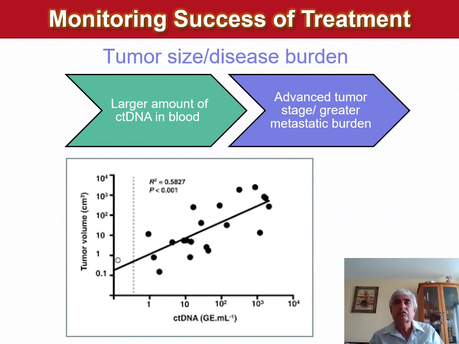The amount of circulating tumor DNA in the circulation, as I mentioned earlier, correlates quite well with the size of the tumor. And you can see here that larger amounts of circulating tumor DNA are correlating with larger tumors, advanced tumors, or later stage tumors.